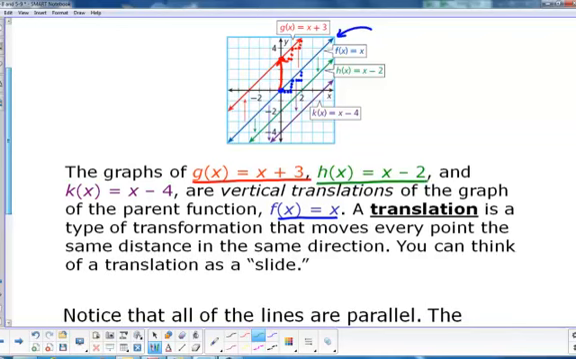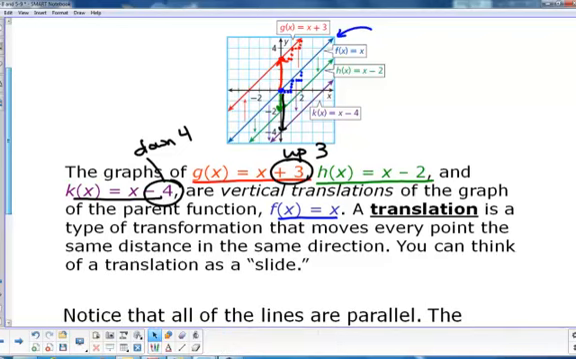The h of x function is shifted down 2. And the purple k of x function is shifted down 4. So this means down 4. This means up 3. So that's a translation. All of these are translations, a slide up or down.